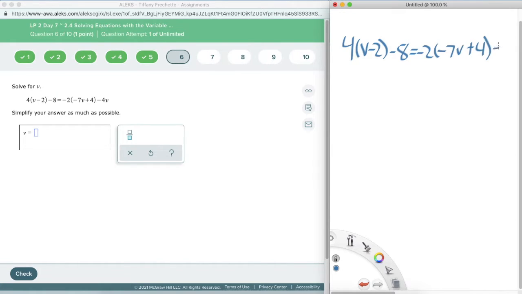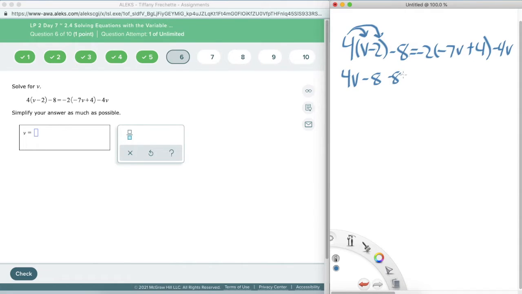Okay. So now we're going to go through and start to simplify. So simplify first, PEMDAS, parentheses. I'm going to focus on the left side and the right side. I'm going to do them both at the same time, but we're going to go through the order of operations for each. So first, let's do the left side here. We have parentheses. Let's distribute this 4. So 4 times v is 4v. 4 times negative 2 is negative 8. And then I'm going to bring minus 8 down.